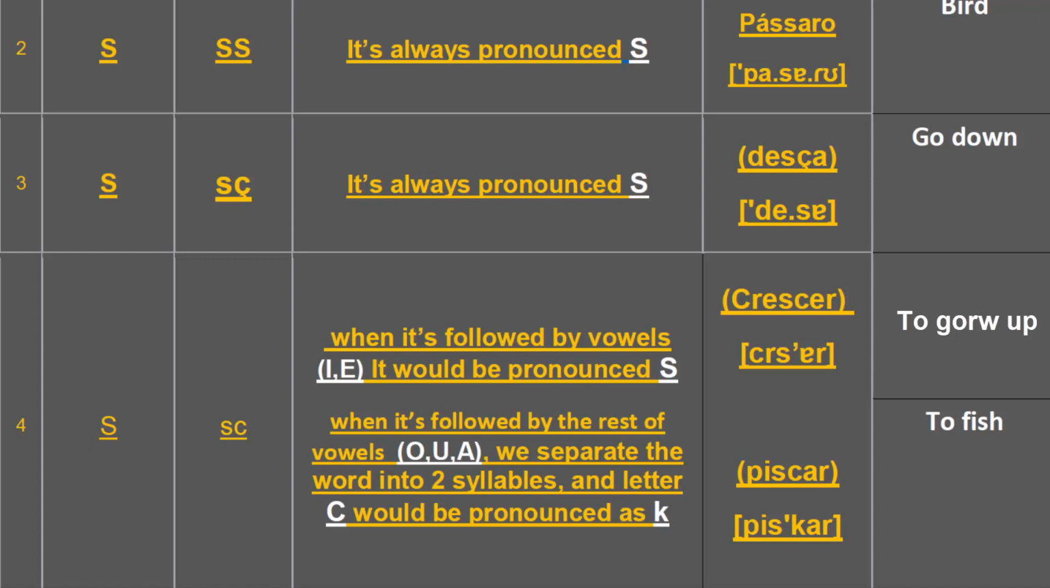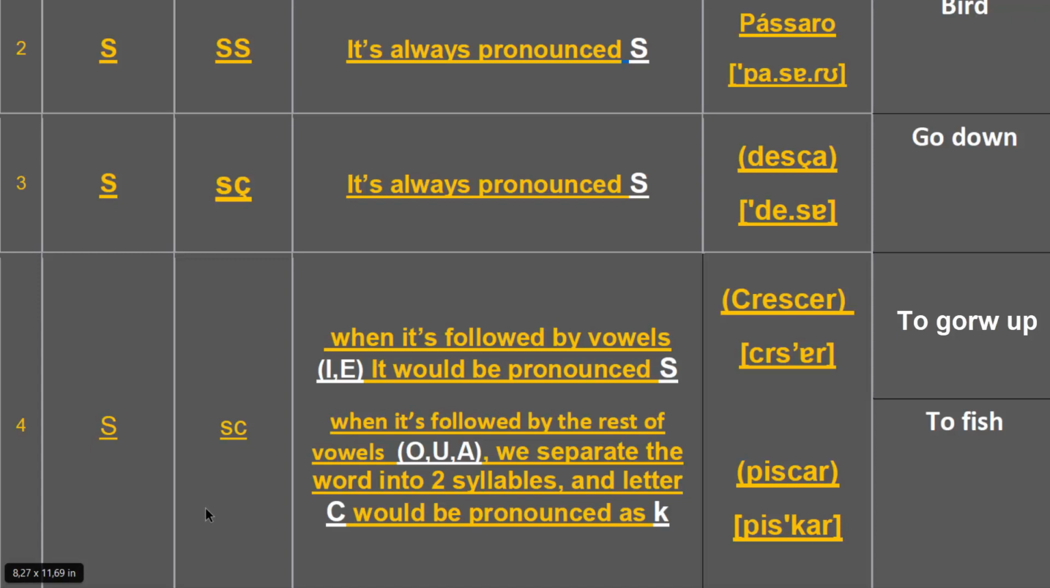The second digraph for letter S is S with cedilla, "ç". It's always pronounced as S either. The example that we have here is the imperative "go down", which means in Portuguese "desça". As you see here in the word, the digraph S cedilla is pronounced as S.